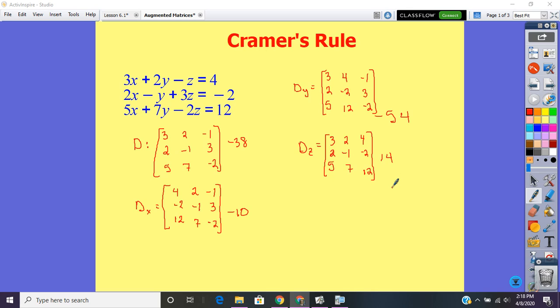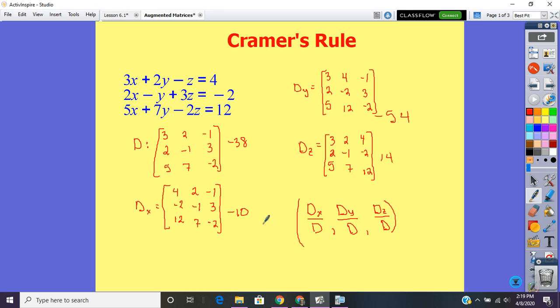Okay, these are the numbers I got when I did the determinant for those other 2 matrices. So once you have all these determinants, the idea is to find your actual ordered triple in this case. So we're going to have an ordered triple. What we do is we'll have the determinant of Dx divided by the determinant of D. Then we'll have the determinant of Dy divided by the determinant of D, and the determinant of Dz divided by the determinant of D. That is going to be our answer here.